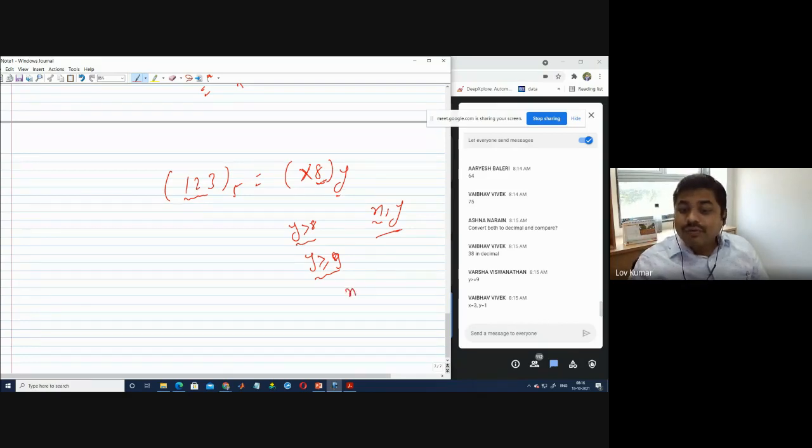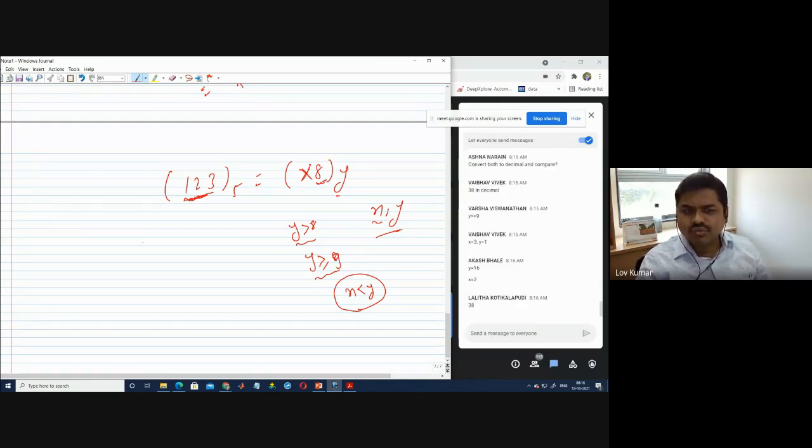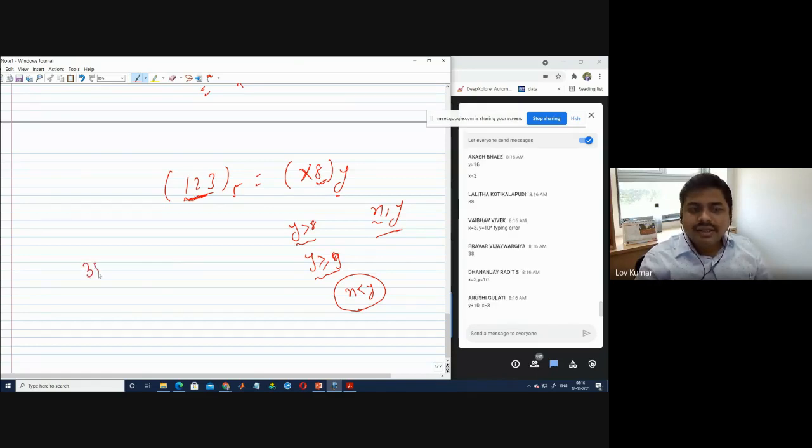Second one, the value of x must be smaller than y. Now if we convert this to a decimal number, what is the value we will get? Anyone? If you convert 123 base 5 to decimal, what is the value we get? Can you tell me? If we convert 123 base 5, we are getting 38. Right?